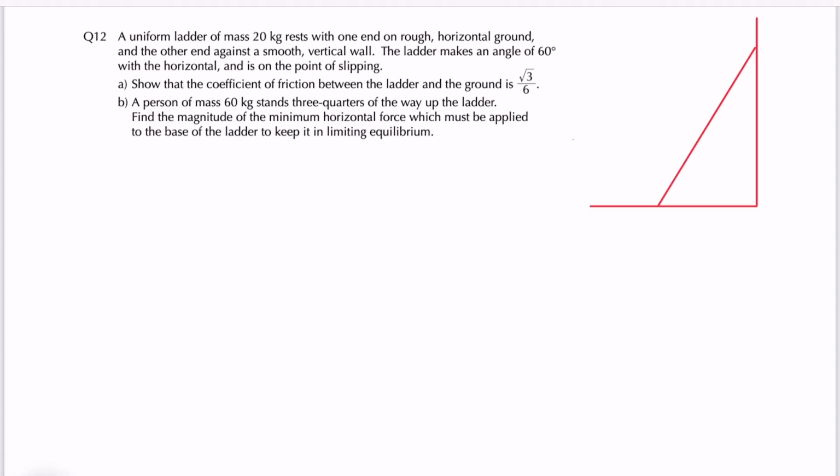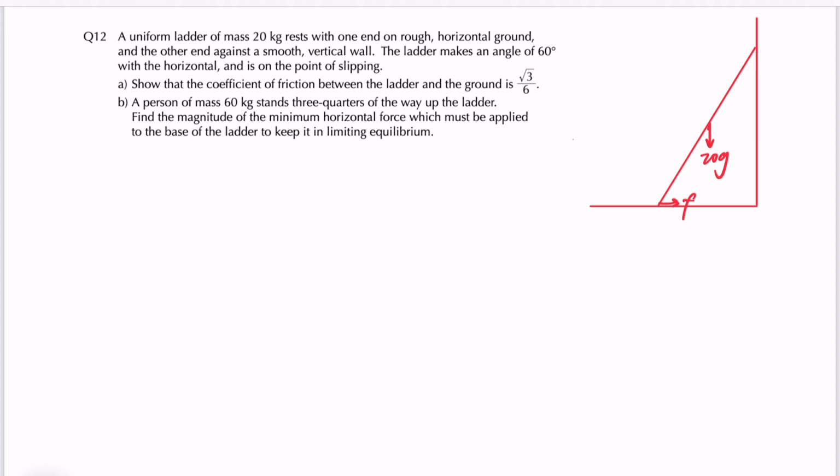It says it's a uniform ladder. It also says it's 20 kg, so I'm going to label it right here. It says 20g, which is the weight of the ladder. And then it says it's a rough horizontal ground, which means there is going to be friction. Let me label it. For the vertical wall, it's smooth, so there's no friction there. We don't need to worry about it.